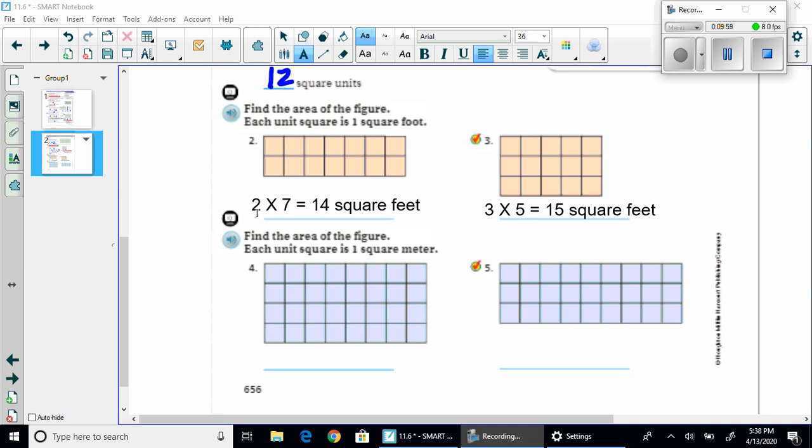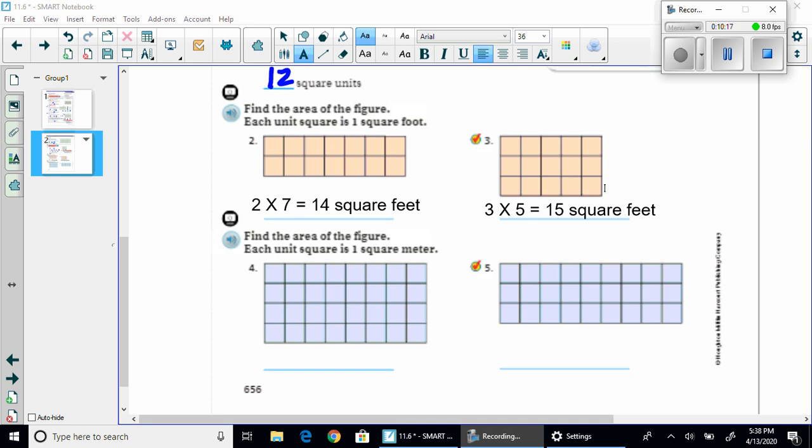All right, so your first number is your rows. So I have 2 rows, and your second factor is your number in each row. So I have 7 in each. 2 groups of 7 is 14. So our area of this figure would be 14 square feet.